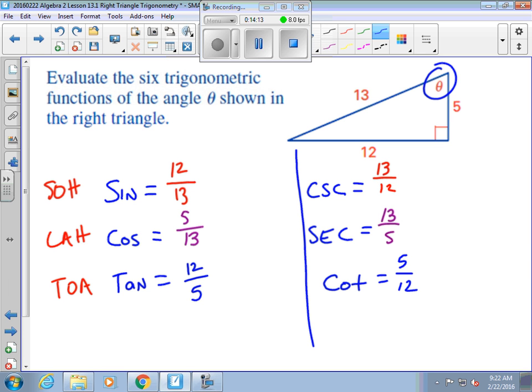Again, you should have been familiar with the first 3. The next 3, while they may not be as useful, and that's why they're taught second, do have their uses. They're just the inverse of the first 3.